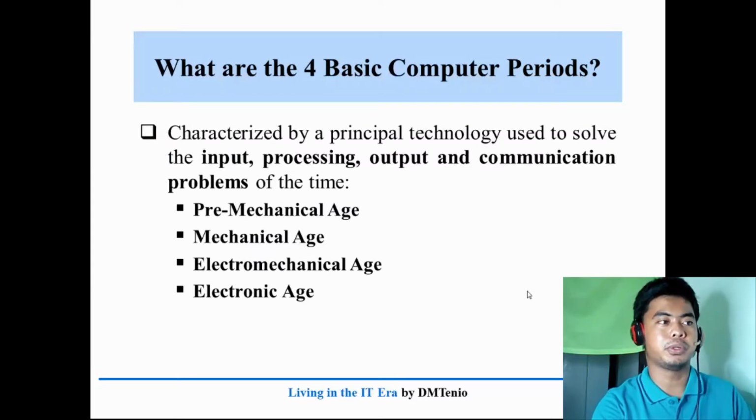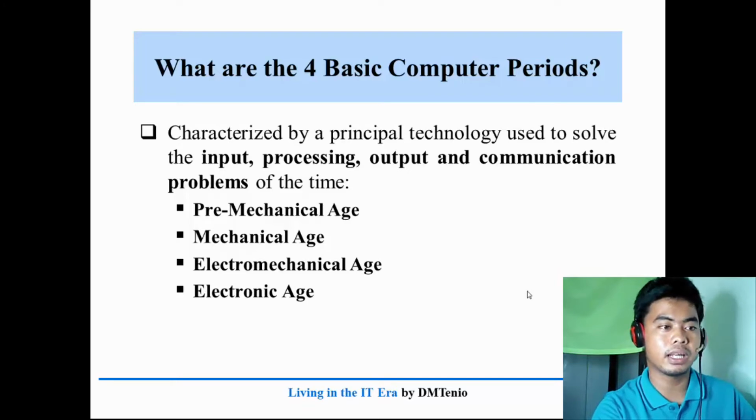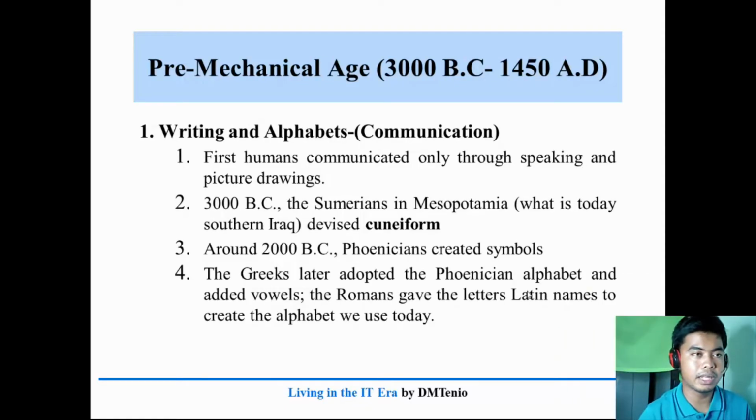What are the 4 basic computer periods? They are characterized by a principal technology used to solve the input, processing, output, and communication problems of the time. First we have the pre-mechanical age or era, then the mechanical age, then the electromechanical age, then the last one, the electronic age. So, in the pre-mechanical age, from 3000 BC to 1450 AD, first we have writing and alphabets for communication.